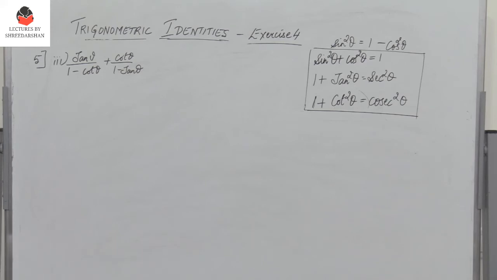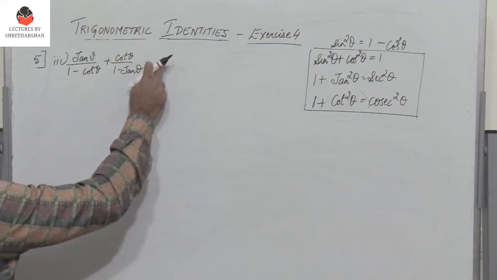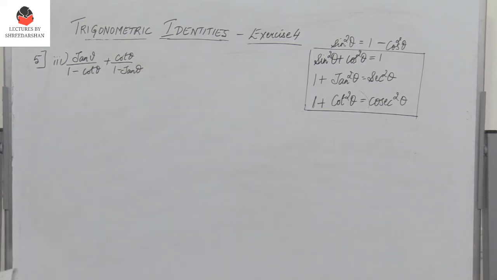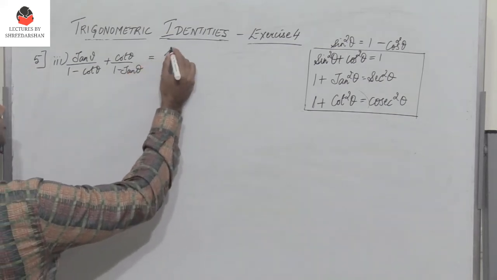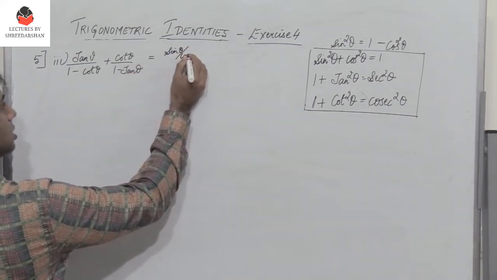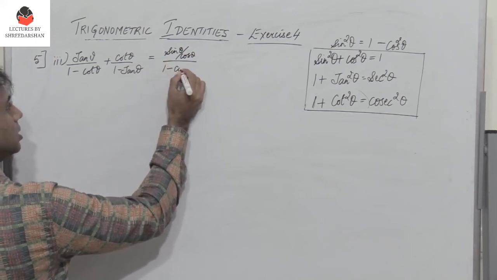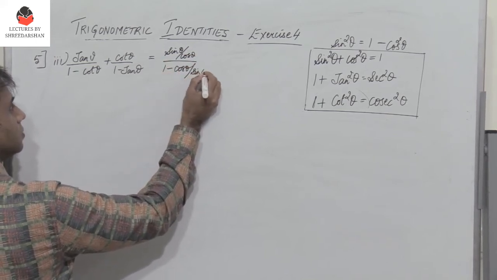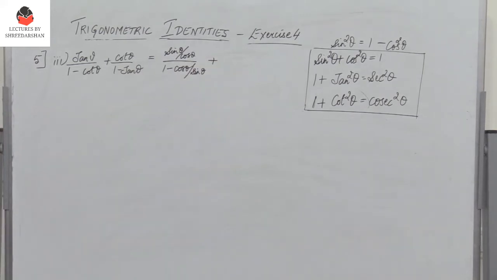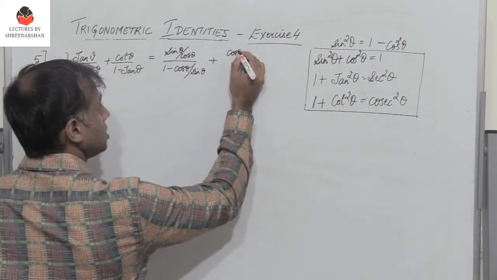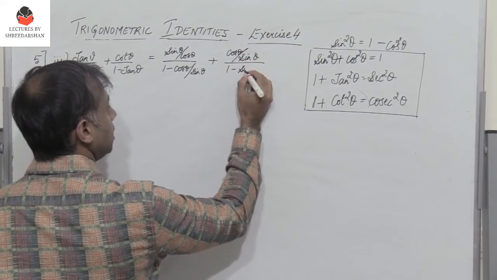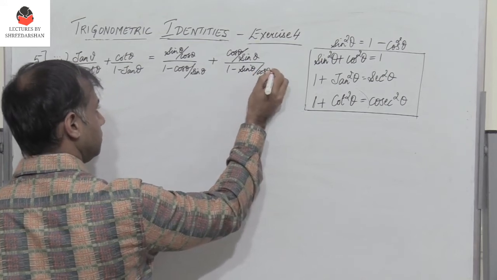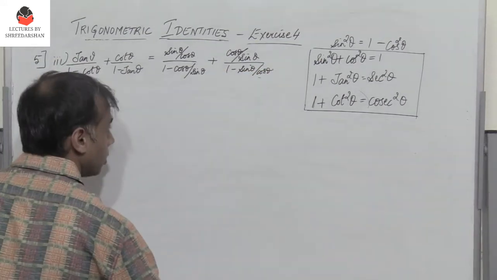So third one, we need to prove that this is equal to 1 plus secant theta cosecant theta, right? So as usual, what do we do? Let us convert tan and cot to sine and cos. So I have sine theta by cos theta divided by 1 minus cos theta by sine theta, plus cot theta is cos theta by sine theta, so I have cos theta by sine theta divided by 1 minus sine theta by cos theta. Okay, so this is the first thing we do.